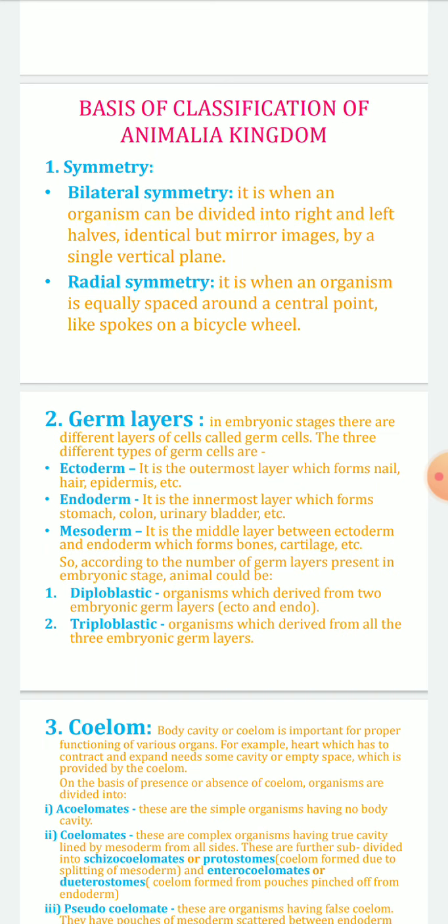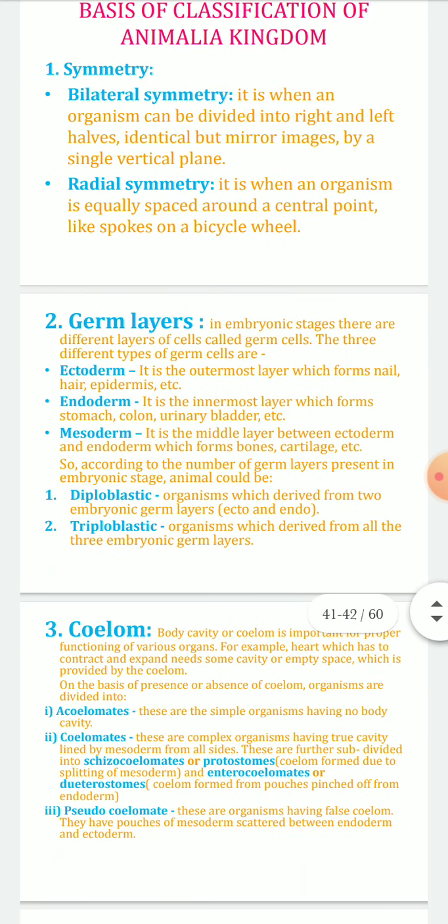Germ layers. In embryonic stage, there are different layers of cells called germ layers. The three different types of germ layers are ectoderm, endoderm, mesoderm. Ectoderm is the outermost layer that forms the nail, hair and epidermis. Endoderm is the innermost layer which forms stomach, colon, urinary bladder, etc. And mesoderm is the middle layer between ectoderm and endoderm which forms bones, cartilage, etc.